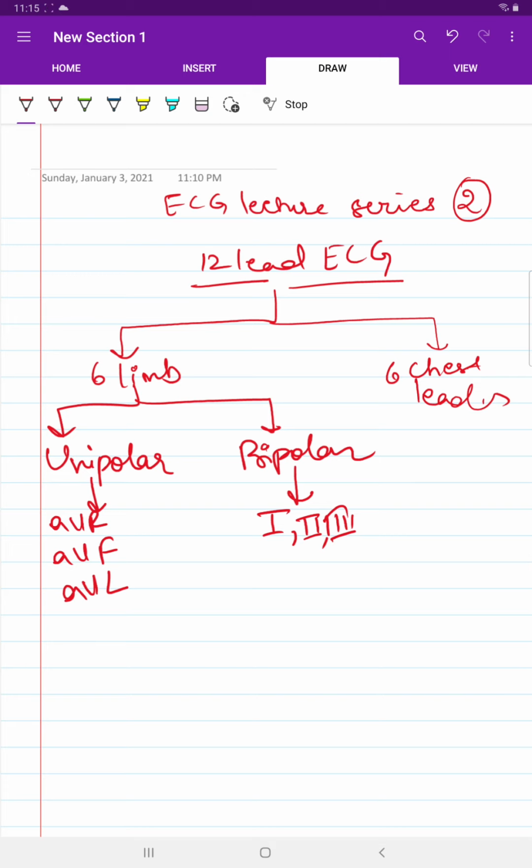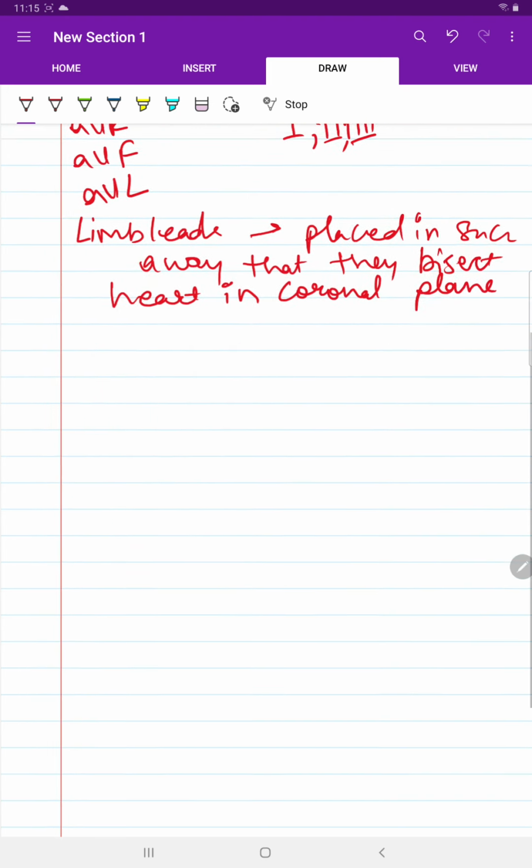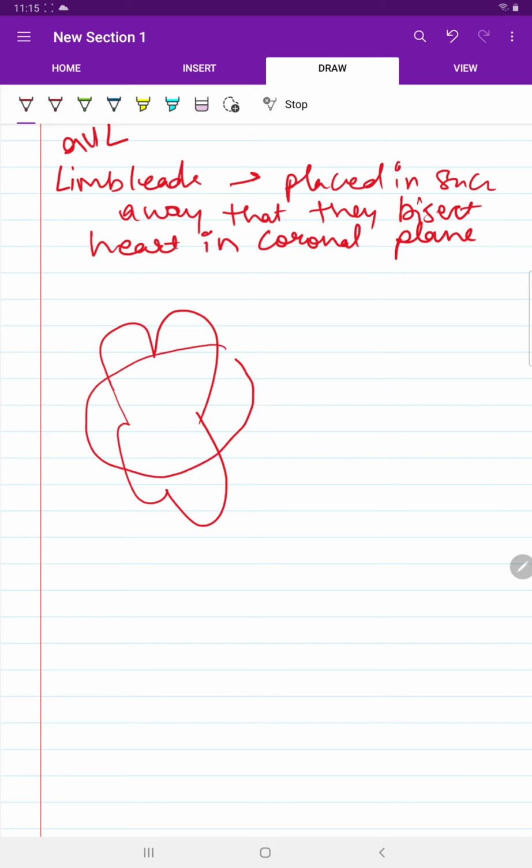And now we need to know where the limb leads are placed. Limb leads are placed in such a way that they bisect the heart in the coronal plane. What do you mean by coronal plane? See, this is the heart structure, the upper surface. This is the coronal plane.